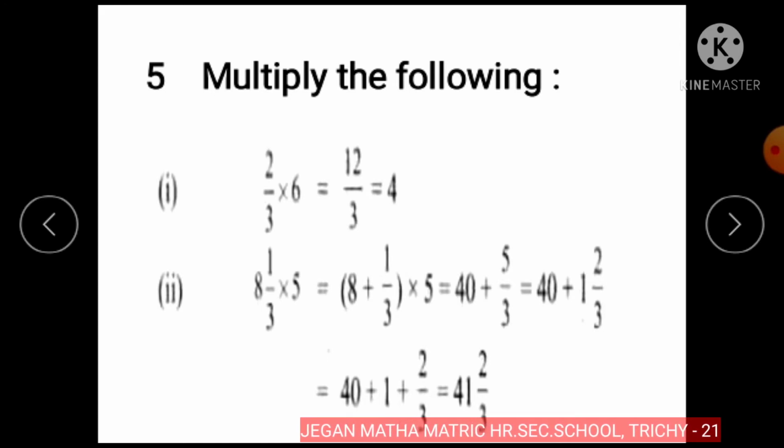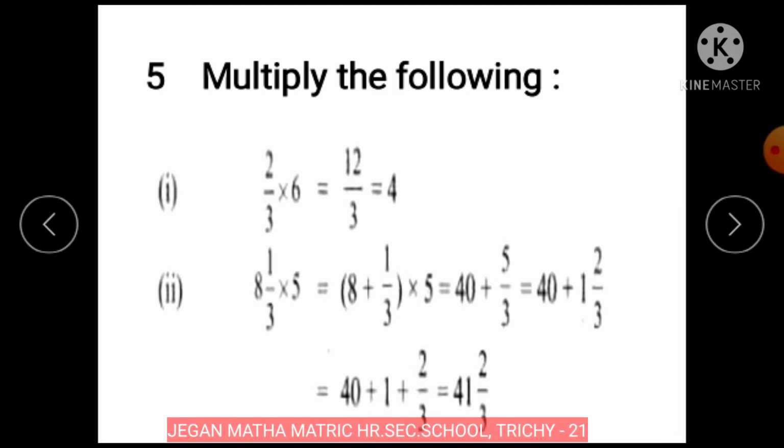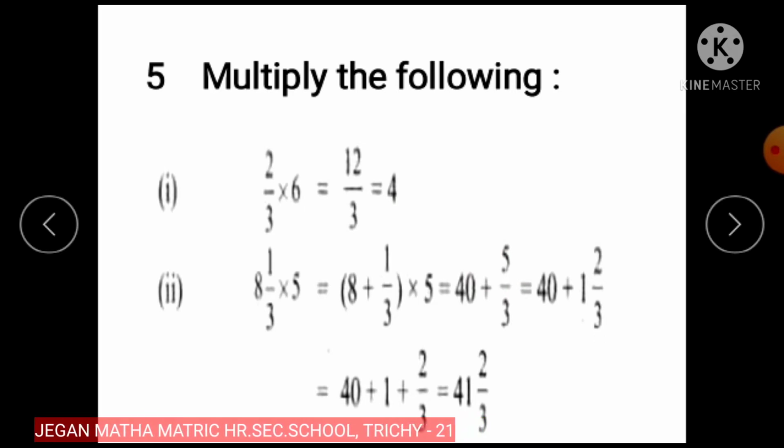Subdivision 2: 8 1 by 3 into 5. Here 8 1 by 3 is a mixed fraction which we may write as 8 plus 1 by 3. 8 plus 1 by 3 is multiplied by 5. We get 8 fives are 40 plus 1 by 3 into 5 gives 5 by 3. 5 by 3 may be written as 1 2 by 3. So again 40 plus 1 is 41 2 by 3. So the answer is 41 2 by 3.